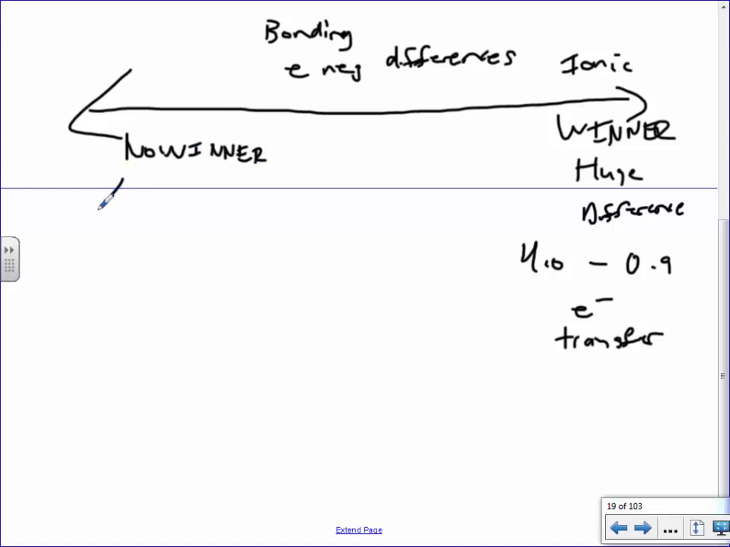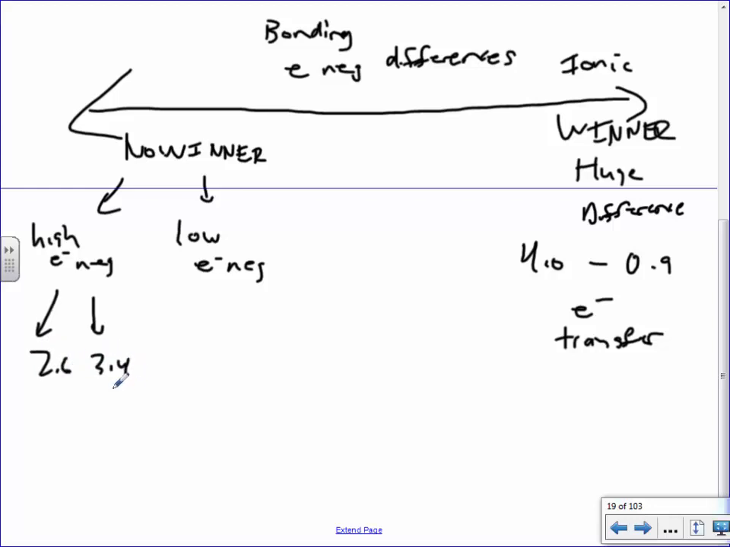And this can take place in two different ways. They can either both be high electronegativities, or they can both be low electronegativities. Now, if they're both high electronegativities, like say a 2.6 versus a 3.4, what happens in this case here? What did we traditionally call this? Covalent. Where what ends up happening over here is that they have to share the electrons.